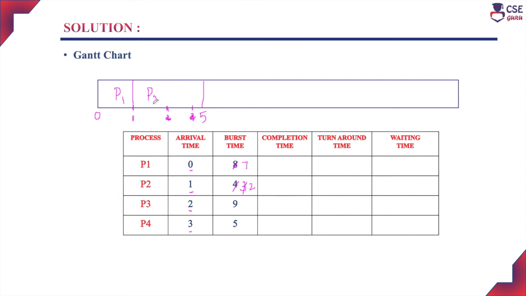Once process P2 completes its execution, the scheduler will compare process P1 with remaining time 7, process P3 with 9, and process P4 with 5. Process P4 has the least CPU burst time. So next process P4 will be assigned to the CPU for execution, and P4 will execute for 5 milliseconds. So totally 10. Once process P4 completes its execution, the remaining processes are process P1 and process P3.